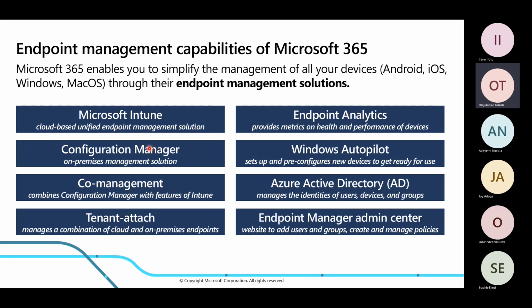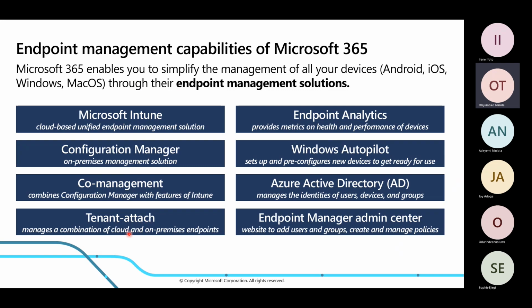They deploy the operating system to your machine. You just plug your machine into the network, and then the operating system is loaded. What allows that to be done is configuration management. Then you have co-management. Co-management combines configuration management and Microsoft Intune features. So while you can manage on-premise devices, you can also manage cloud devices with the ability of co-management.